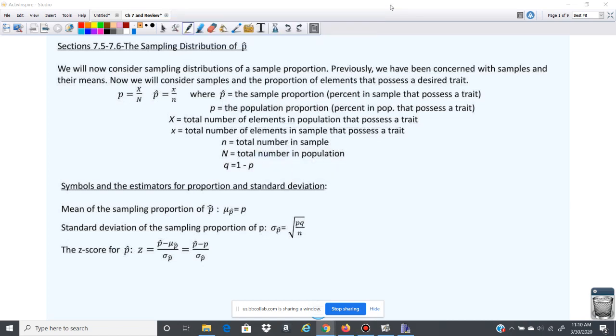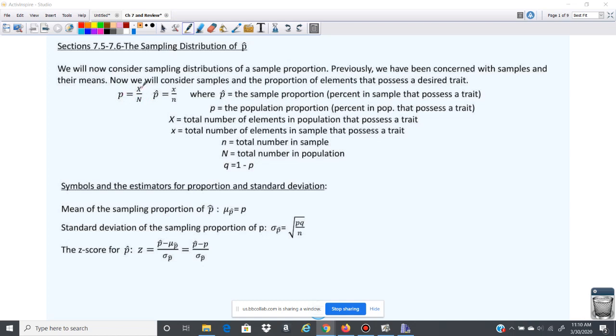So what we're looking at now is sampling distributions of a sample proportion. We were looking at samples and means, so now we're going to look at samples and proportions. So here is just some new terminology for you.